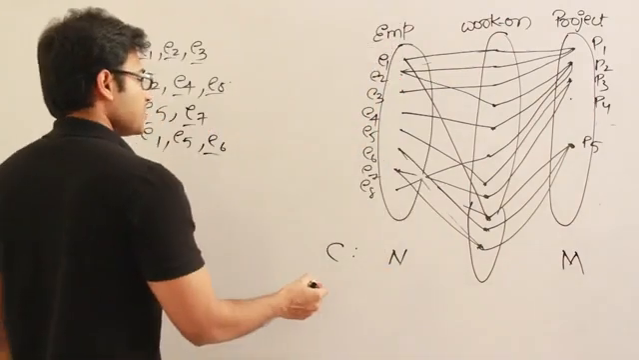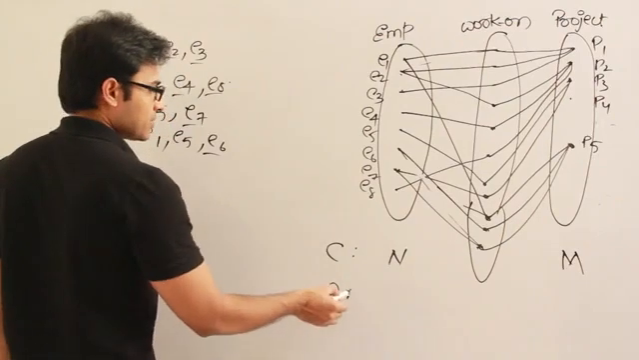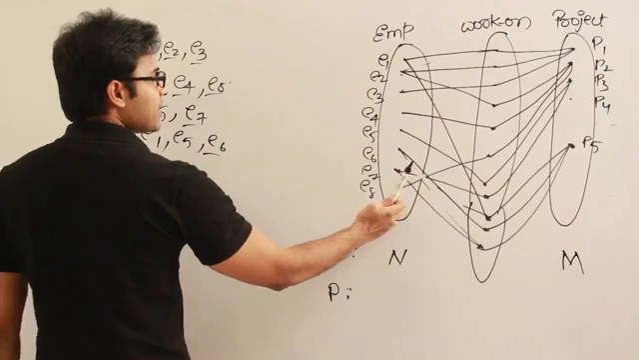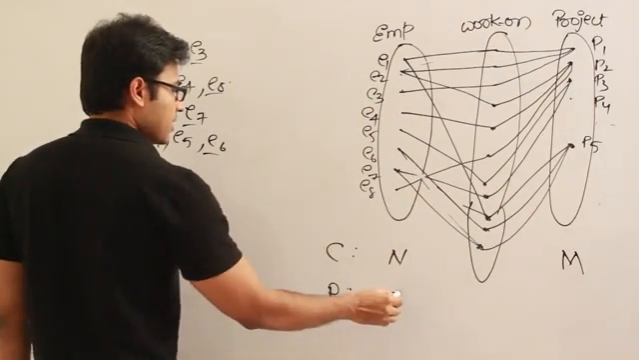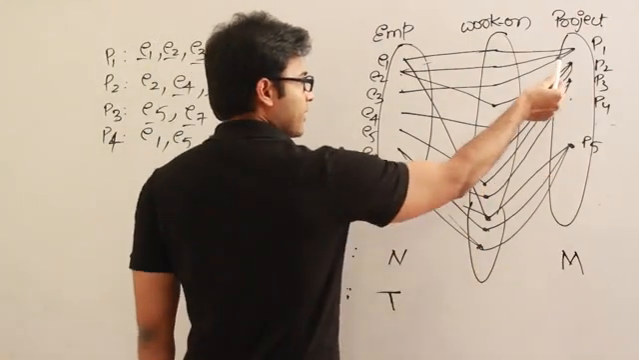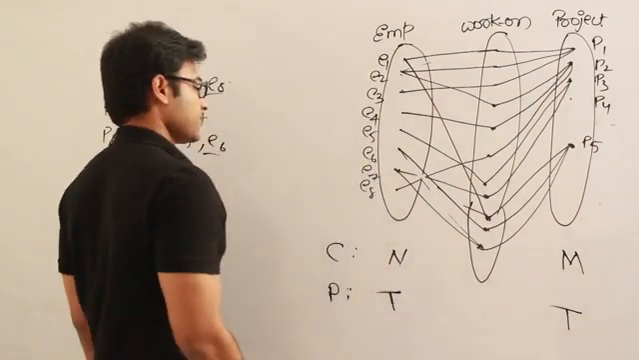And what about the participation? So participation means total or partial participation. So every employee here is participating at least in one relationship, therefore total participation, right? And what about the participation here? Here also every project is participating in at least one relationship, total participation, right?